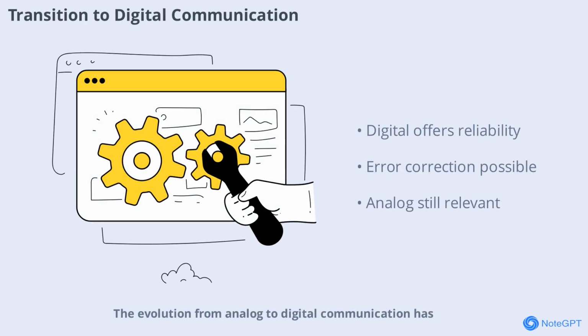The evolution from analog to digital communication has been driven by the need for higher reliability, efficiency, and scalability. Digital systems can easily implement error correction and encryption, making them ideal for modern networks. However, understanding analog pulse techniques remains important, as many legacy systems and specialized applications still rely on these methods.